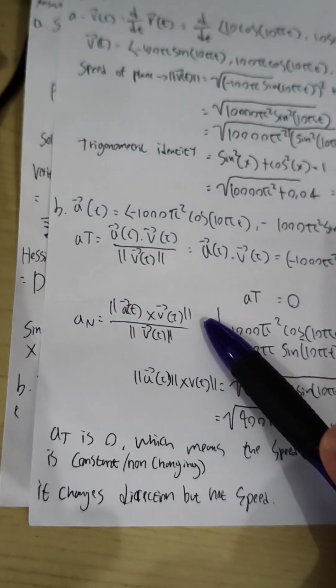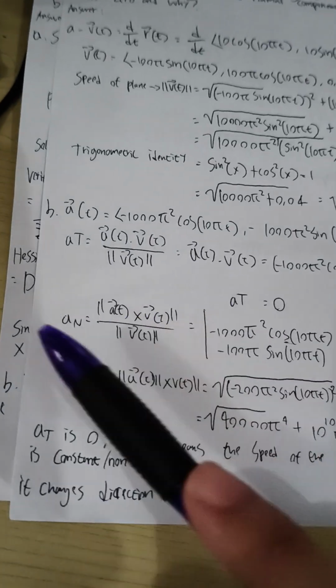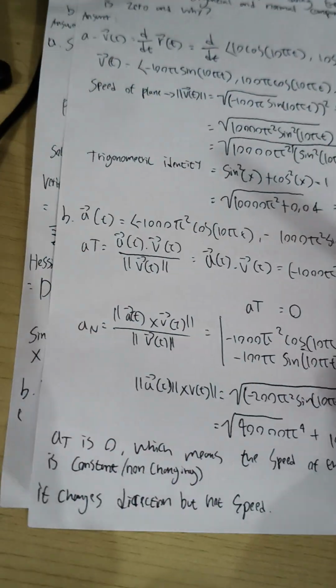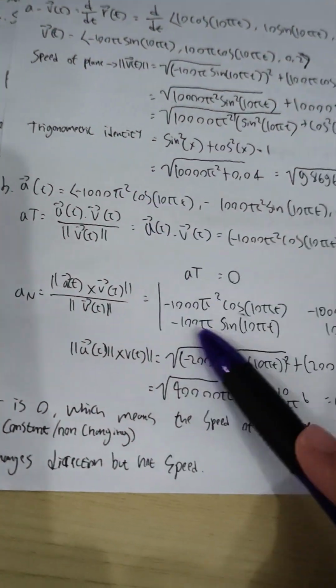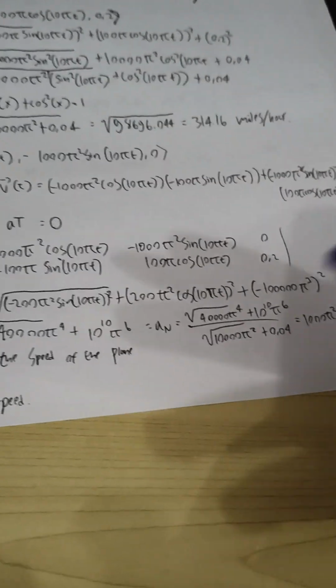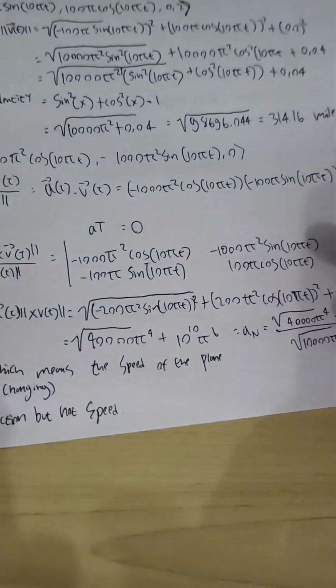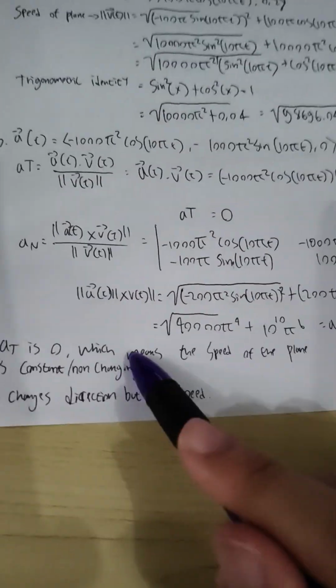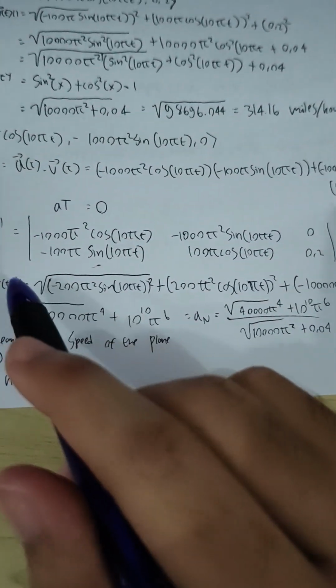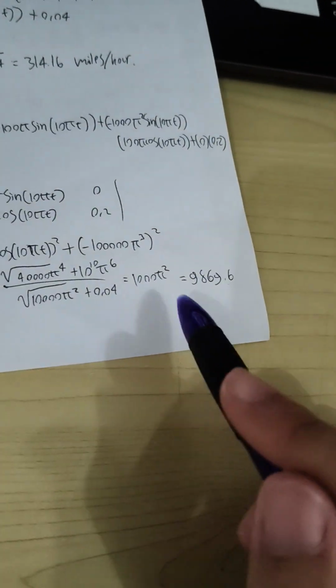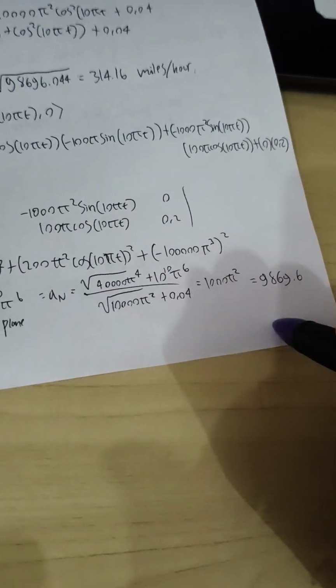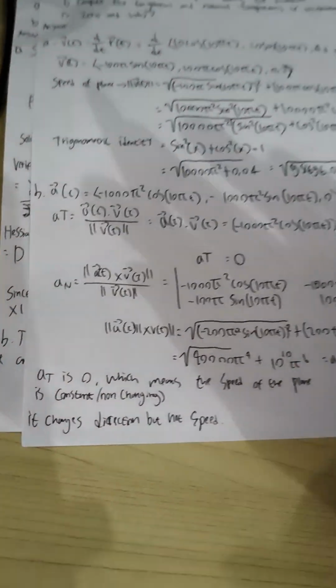And then a_N, which is pretty much the direction, to find out if it changes direction or not. Again, I had to use a separate paper. So I got the results, and we got 9,869.6. So what does that mean?